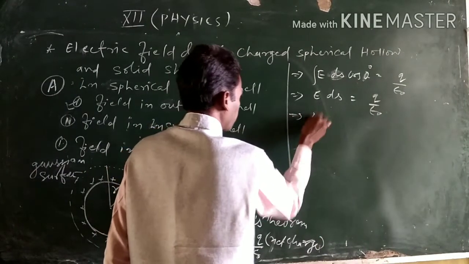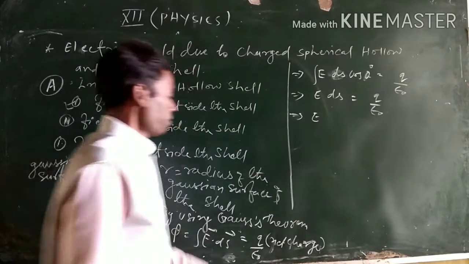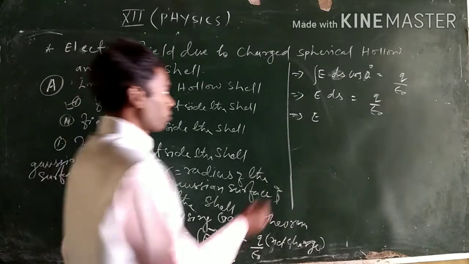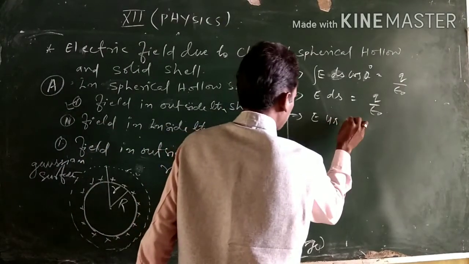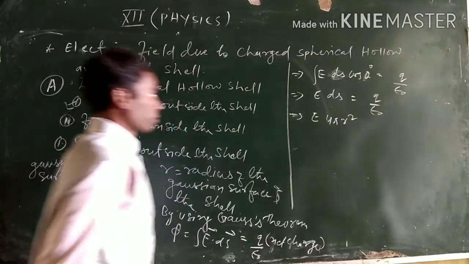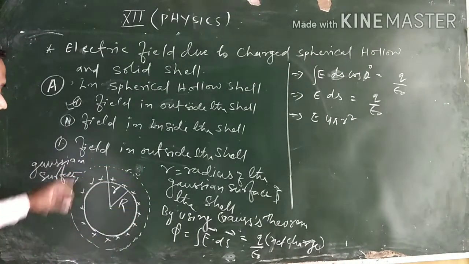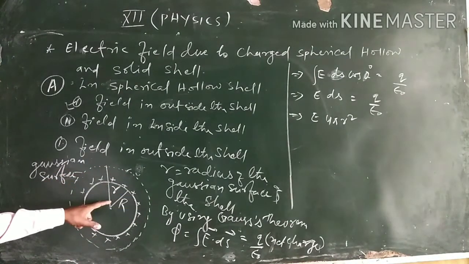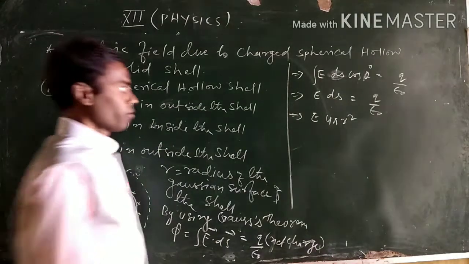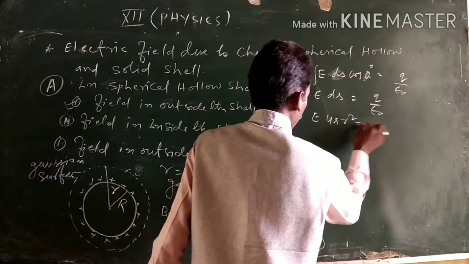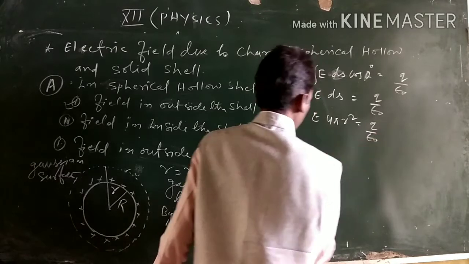In place of the integral of ds, that means the area of this shell, that is 4 pi r square, okay, because this is the Gaussian surface and this is its radius. That's E times 4 pi r square equals q by epsilon naught.